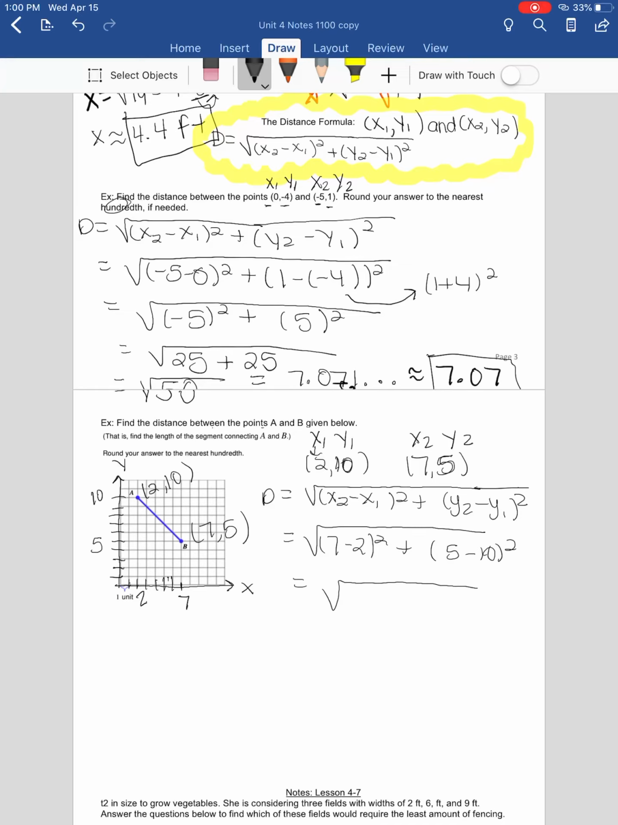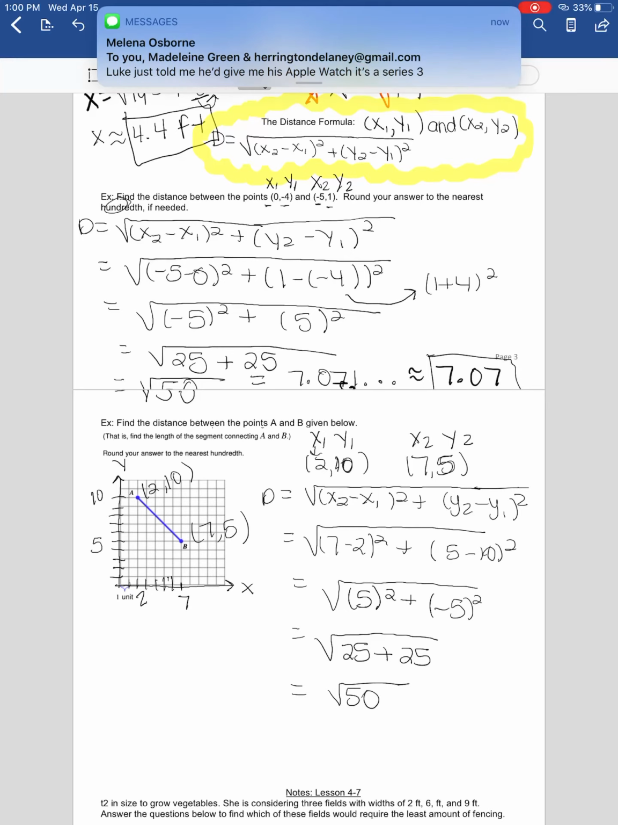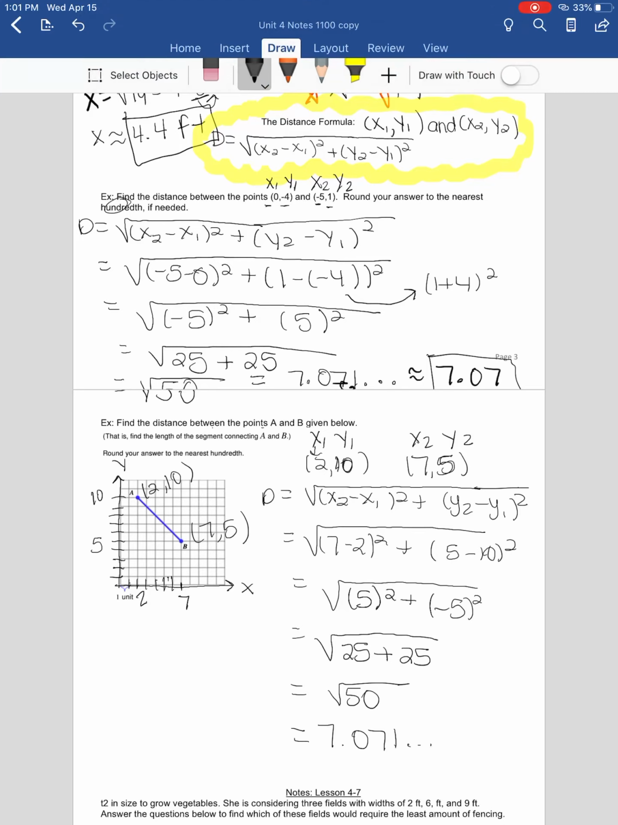So simplifying, the square root, 5 minus 2 will give us 5 squared, plus 5 minus 10 will give us negative 5 squared. Hey, look, that looks very similar. So the square root, positive 5 squared, 5 times 5 is 25. Plus, make sure whenever you put this into your calculator, you put it in exactly like you see it with the parentheses. So negative 5 squared, negative 5 times negative 5 is positive 25. So 25 plus 25 will give us the square root of 50, which in our calculator is going to be 7.071, blah, blah, blah. Rounding to the nearest hundredth means 2 decimal places.